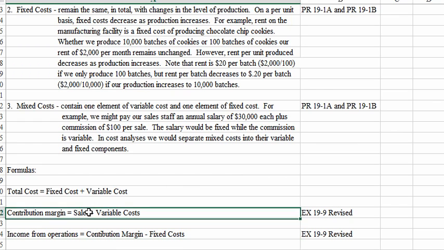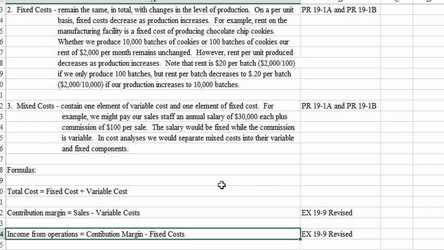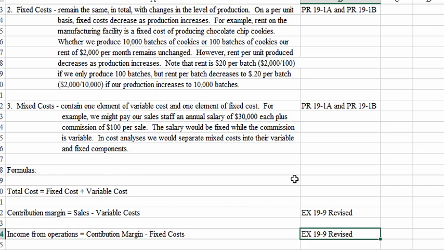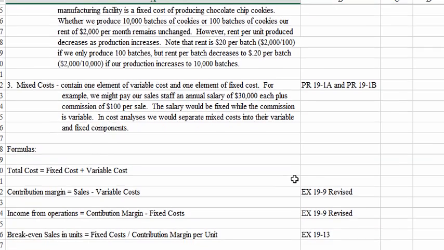Contribution margin just means after our variable costs are met, how much is left over to contribute towards fixed costs of the company, and then once those fixed costs are met, that contribution margin would go towards profit. So you will use these 2 formulas in the exercise 19-9, the revised version. You'll just answer the 2 questions from the Excel template using these 2 formulas. Really straightforward.